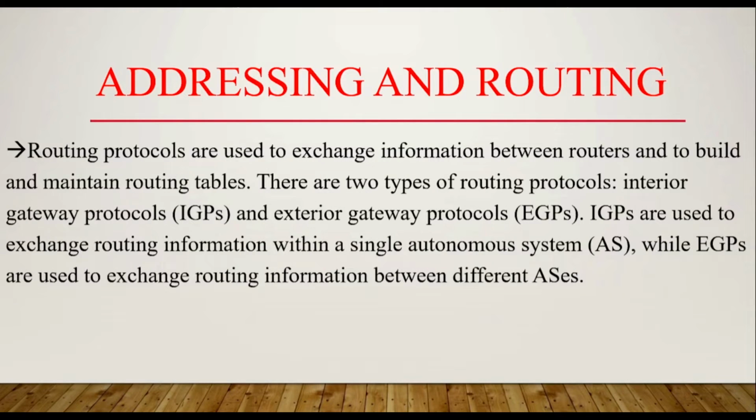Routing protocols are used to exchange information between routers and to build and maintain routing tables. There are two types of routing protocols: interior gateway protocols, IGP, and second, exterior gateway protocols, EGP. IGPs are used to exchange routing information within a single autonomous system, while EGPs are used to exchange routing information between different autonomous systems.